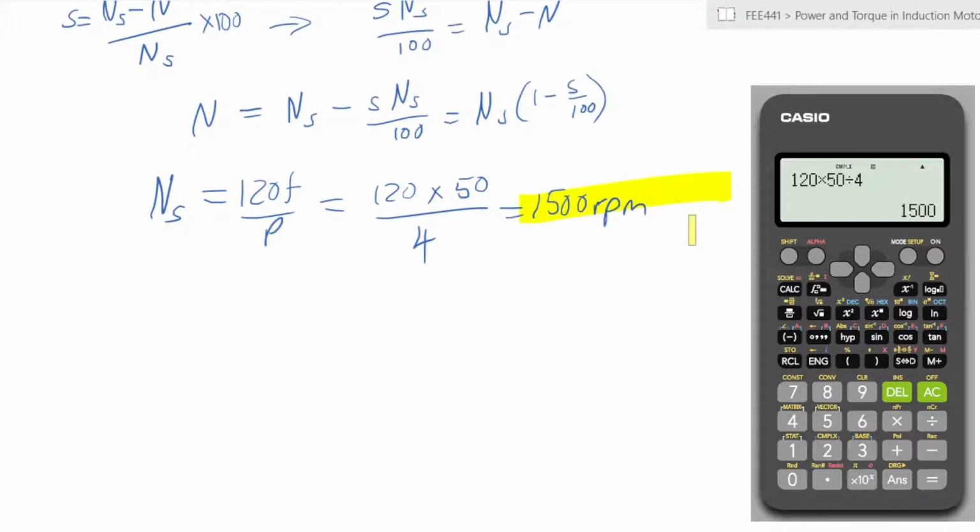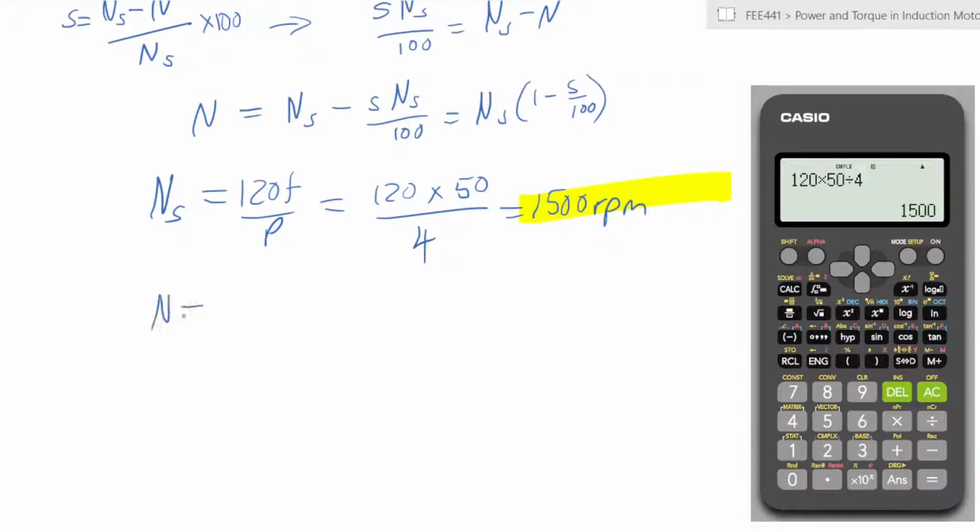This is fixed and does not change as long as the frequency of the supply does not change, which means that unless you're running your machine in America where they have 60 Hertz, you will always have the same speed.